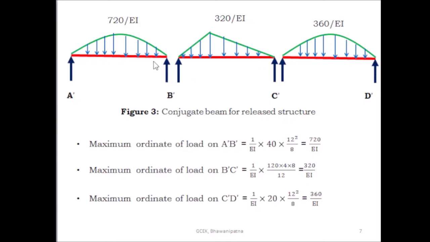So from this one, how will you find out the reaction here at B dash? Because this is the parabolic loading and this is symmetrical loading. So what is the total load? That load divided by 2 will be shared by each reaction component. So RA dash, RB dash is equal to the total area of this load divided by 2. So what is the total area of this load? This is a parabola. So the area of the parabola is 2/3 into base into height. Base is given 12 meter and the height you know is 720 by EI. 2/3 into 12 into 720 by EI divided by 2 is equal to the reaction here and reaction here.